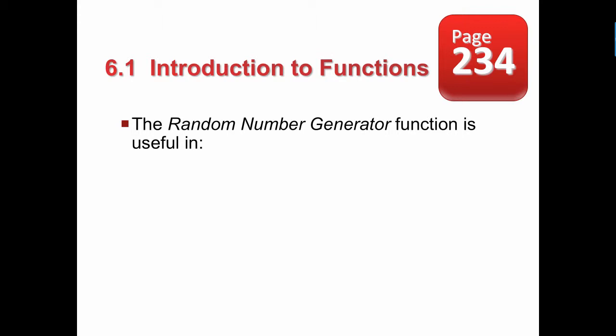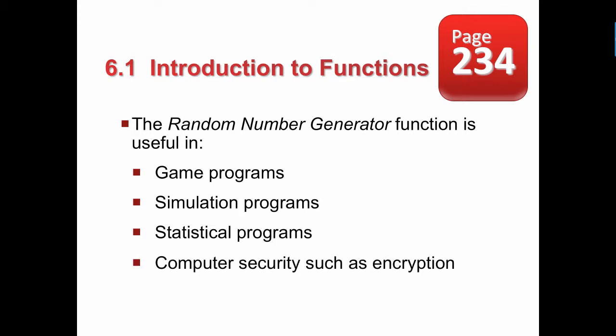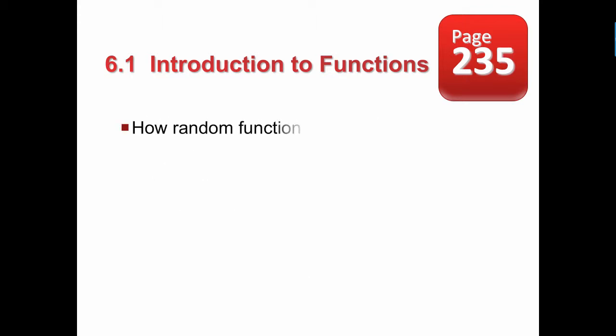So a random number function is useful, especially in gaming programs. For example, you can randomly generate a certain figure in simulation games where you've got the element of chance involved, and statistical programs. Computer security programs also have an encryption issue, which relies somewhat on a random number generator.